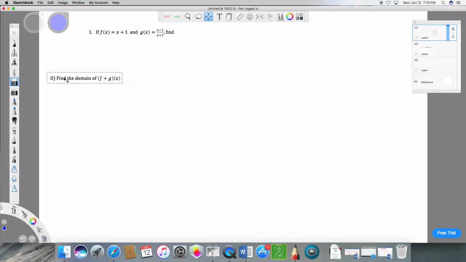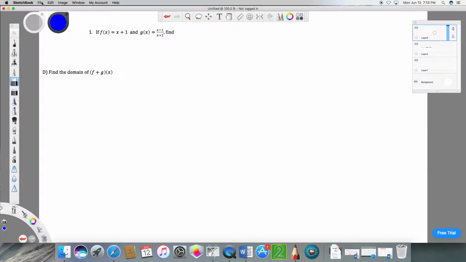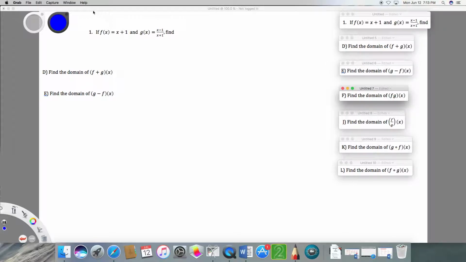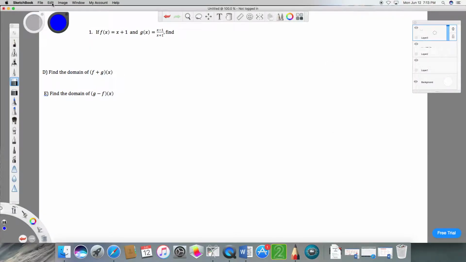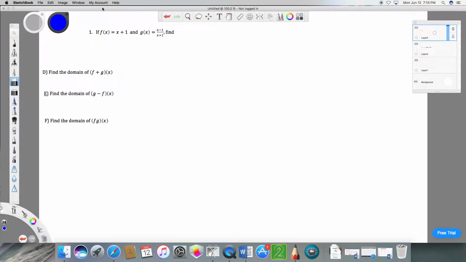So we want to find the domain of f plus g, f minus g, f times g, and we also want to find the domain of g divided by f, even though in the previous we didn't find an expression for that, we won't need to.